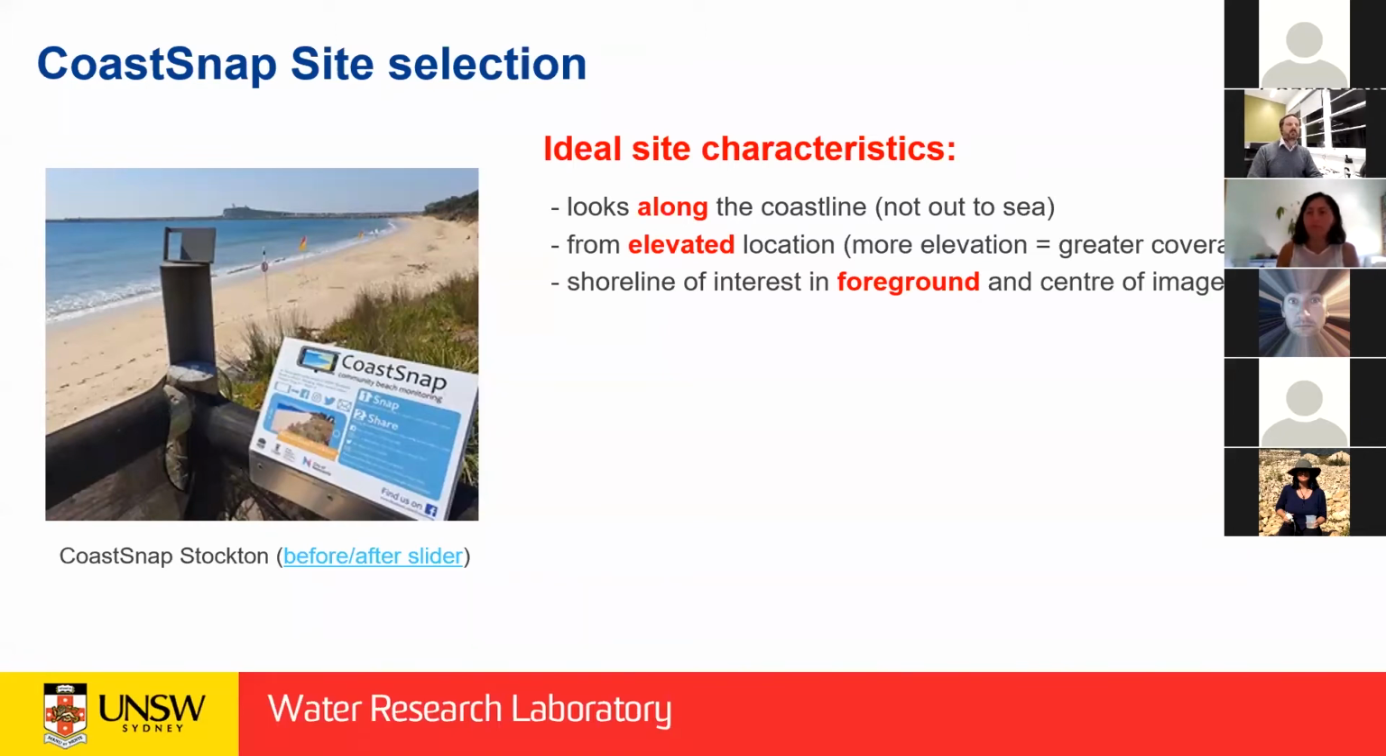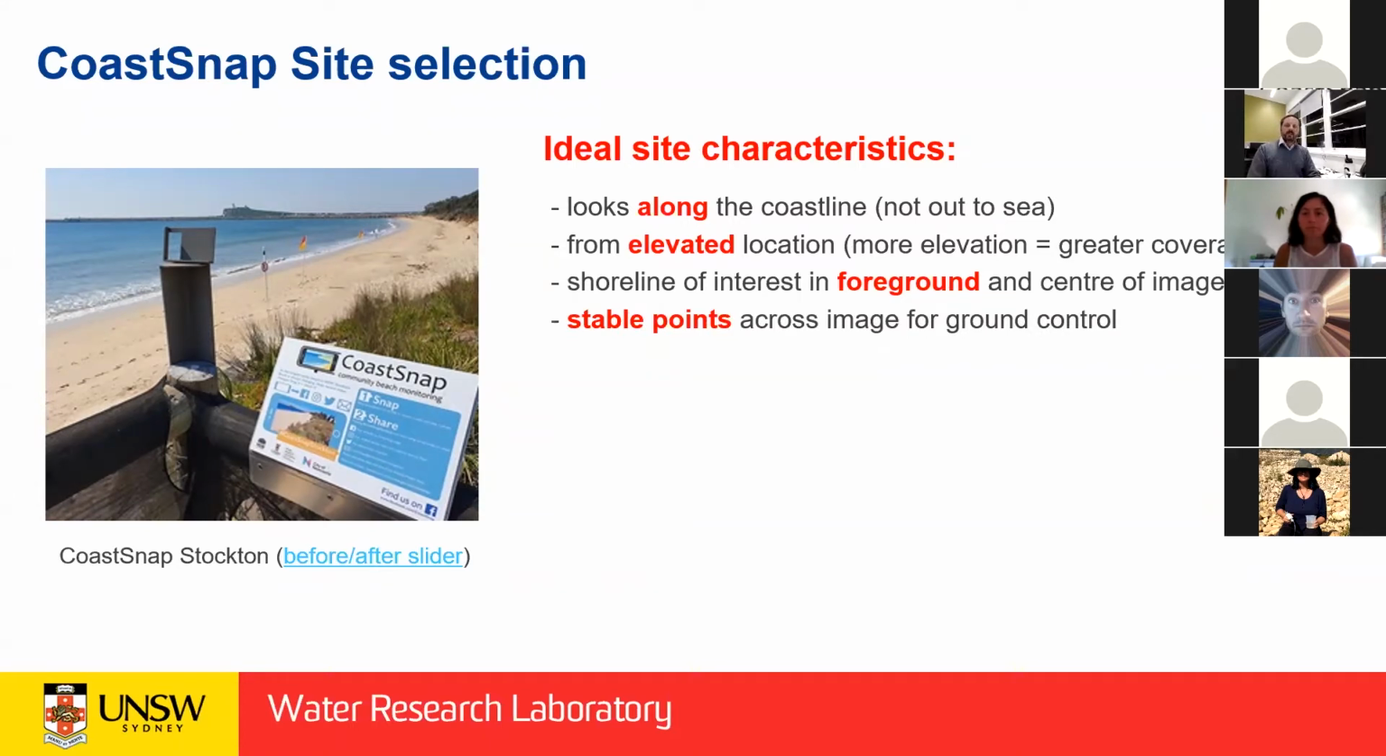Thirdly, we want to have the thing that we're interested in, so if it's the shoreline, in the foreground and the center of the image. Basically, you can get more distortion effects at the edge of the image, so it's better to minimize those by having the thing that you're interested in in the center. So the shoreline, or if it's a cliff, looking at cliff retreat or something like that, make sure you try and frame it in the center.